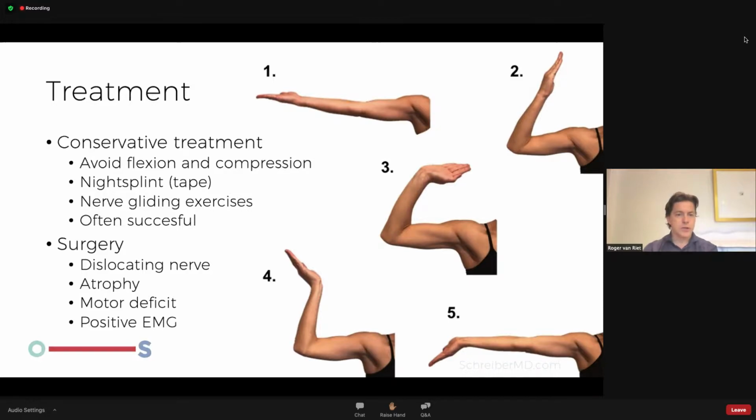When do we advocate surgery? If the nerve is clearly dislocating and painful and symptomatic. If there's atrophy, but unfortunately it's already a little bit late. If there's a motor deficit, again, motor deficits don't always return back to normal. And I do an EMG, and if the EMG is positive, that might be an indication for surgery separately, even if there's no atrophy, even if there's no motor deficit, because you really want to avoid those severe complications from compression.